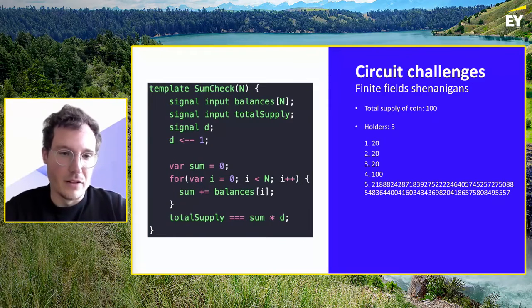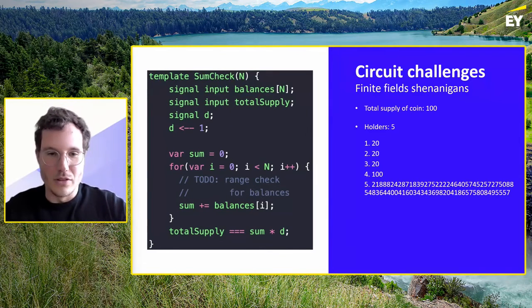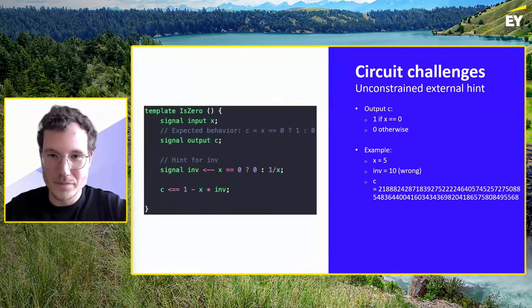So we need to be very careful and check that some of those values in the circuit are not bigger than a certain number, to avoid overflow problems. What do we do to fix this? As the comment says here, we need to do a range check at some point.